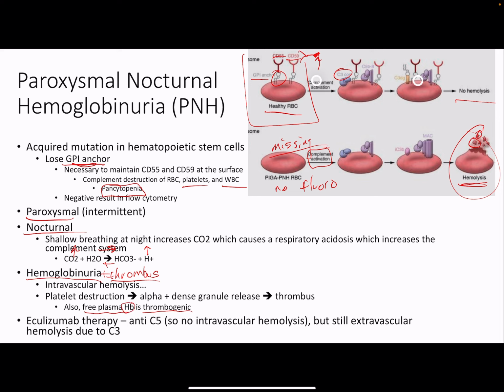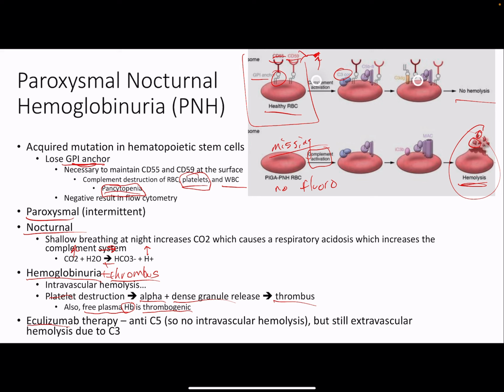On top of that, we said that this might be pancytopenia because the same thing, the CD55 and CD59 that are working for the red blood cell might also work for the platelets. So platelets will be destroyed as well. When the platelets are destroyed, the alpha and dense granules get released, and these secretions are going to activate the GP2 and GP3, causing platelet aggregation, which might just form a thrombus.